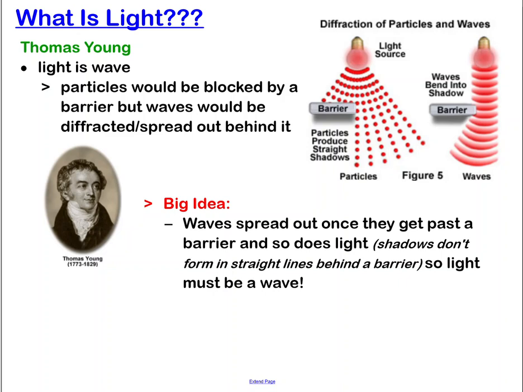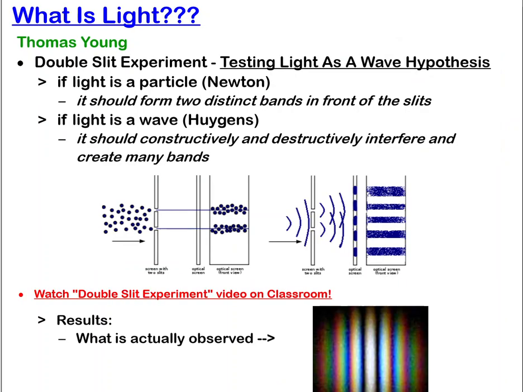Okay, not looking good for Newton. Next scientist, Thomas Young. Sorry, same scientist. Thomas Young puts the nail in the coffin. He does this double slit experiment. I'm just going to briefly touch the surface on it, but he decides this is going to be the one.